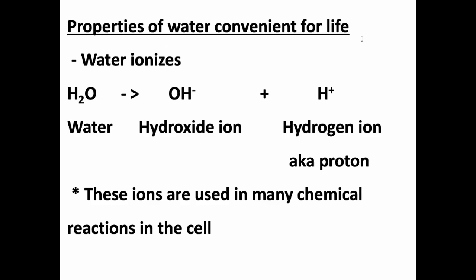This is incredibly convenient and important for life because we use these ions a lot. We'll see this throughout the quarter, especially this H+. The fact that there's just some of this floating around in the cell, in the environment, is going to be very important. We're going to see a lot of chemical reactions that make use of these, and this is convenient because water just makes these. There's always going to be some of these around in water. In summary, these ions, hydroxide and hydrogen, are used in many chemical reactions in the cell.